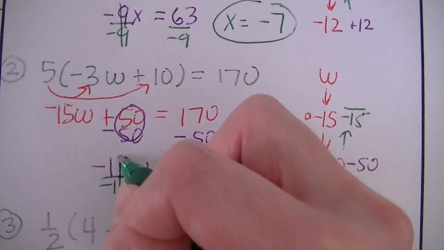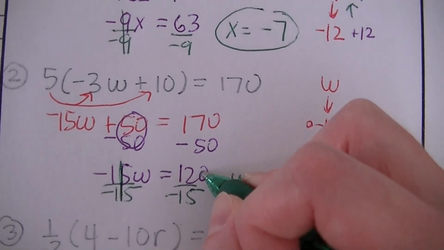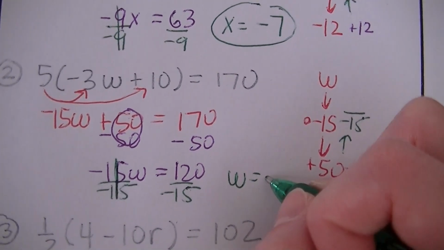-15 divided by -15 is 1. 1 times w is 1w, or just w. 120 divided by a -15 is going to give you a -8.